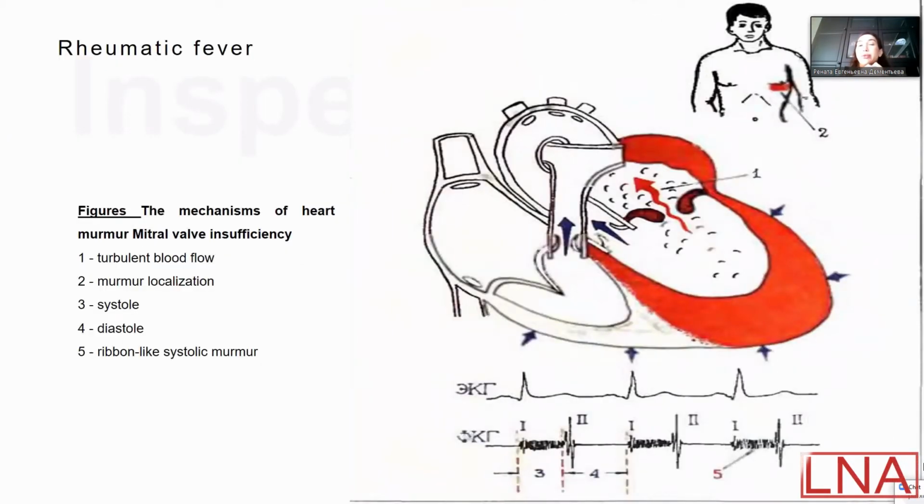About methodical formation of the heart murmur. Usually we can identify it at the apex of the heart, the first point of auscultation, with irradiation to the axillary region. It is turbulent blood flow during systole through the mitral valve, and it will be a systolic murmur, absolutely systolic murmur. We can identify it after the first tone, before the second one, during all systole.